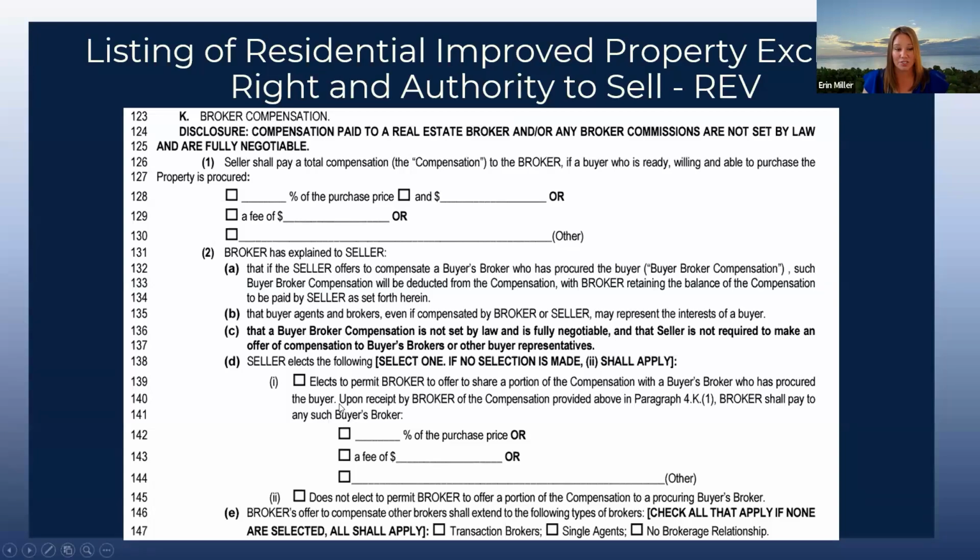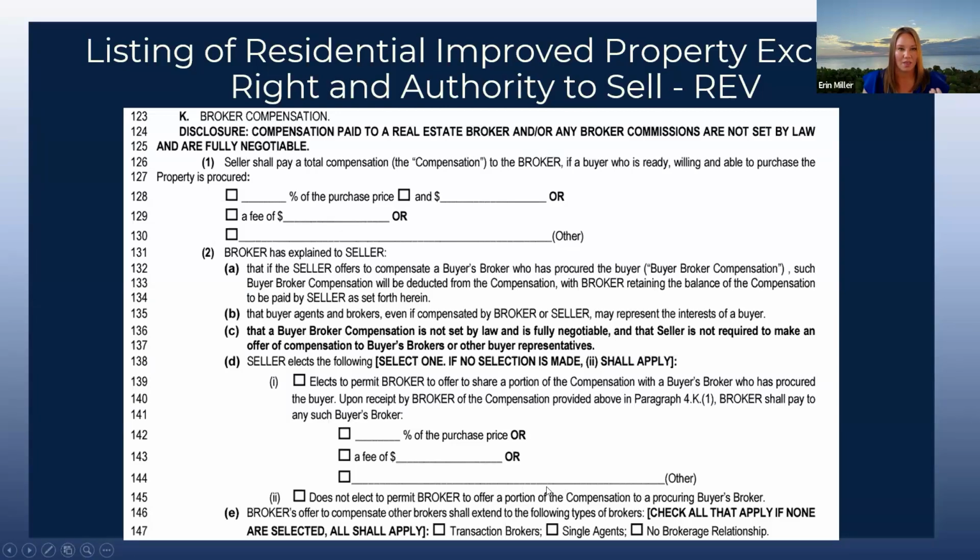If you forget to make a selection, it's as if line 145, that box next to subparagraph 2, is checked, that they do not elect to permit the broker to offer a portion of the compensation to the procuring buyer's broker. Okay, so in the event the seller does elect in line 139 to permit the broker to offer to share a portion of the compensation with the buyer's broker who has procured the buyer, then upon receipt of that total compensation, the listing broker will pay to the buyer's broker the amount negotiated in line 142, 143, and 144.